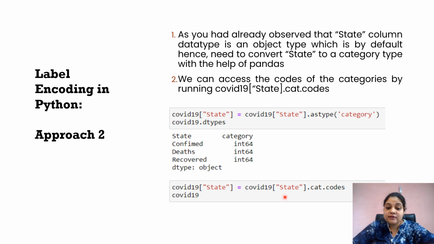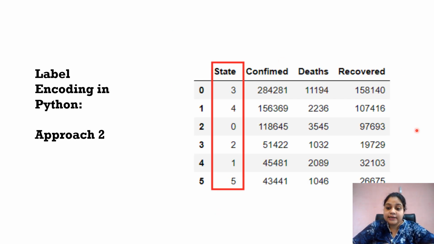So we will write state in brackets, that is the name of the column that we want to convert into continuous values, of the data set COVID-19, and we will write cat.codes. That means we are converting the categorical variable into codes, and we will execute the cell. As a result, we will get this data set. In this, you can see that in the previous approach using the scikit library, we were getting a new column. But in this, the original state column has been replaced by the codes of the label encoding. So this is the second approach by which you can convert your categorical variable into a continuous variable using label encoding in Python.